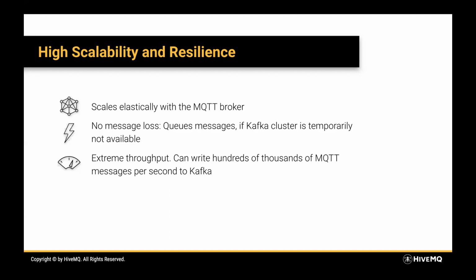And as I said, no message is lost. If Kafka is for whatever reason at the moment not available, the HiveMQ Enterprise extension for Kafka will queue the messages until Kafka is available again. So we really can here have the guarantees of both protocols. And also you have an extreme throughput. So hundreds of thousands of MQTT messages per second is no problem. So we can do that with our Kafka extension.